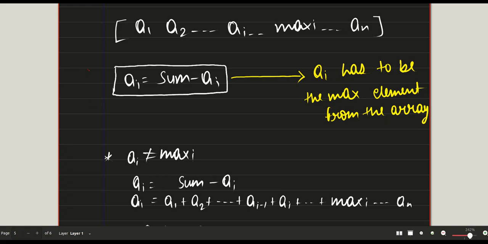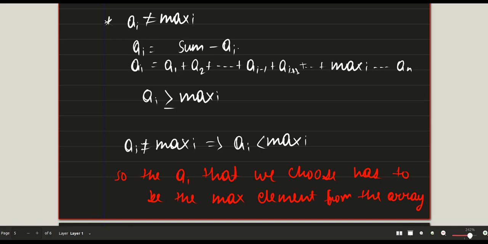I had already written this equation before and told you that for an array to be considered good, there should exist an element ai such that ai follows this equation: ai should be equal to the sum of the rest of the elements. Now in this section I will be proving that the ai that we choose has to be the max element from the array, and I will prove this result by method of contradiction. So suppose I choose an element ai which is any one of the elements from the array except for the max element. So for the array to be a good array, this equation should be fulfilled.